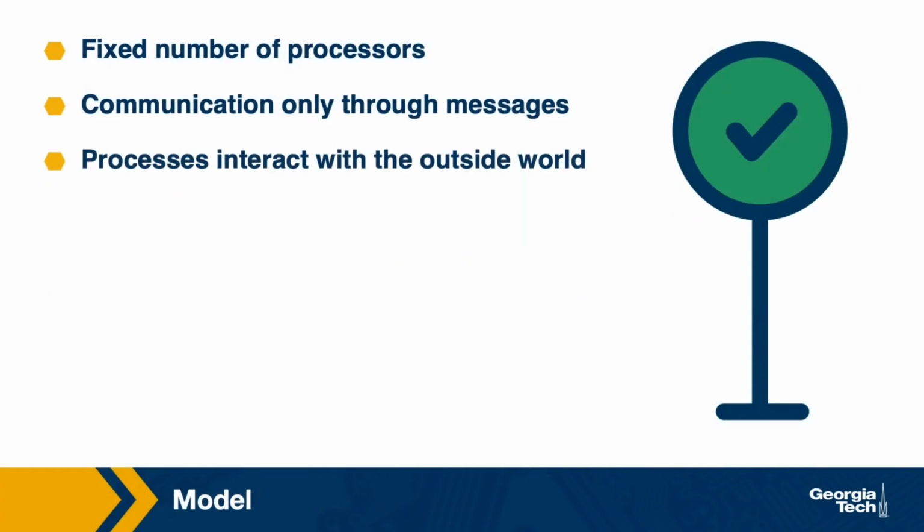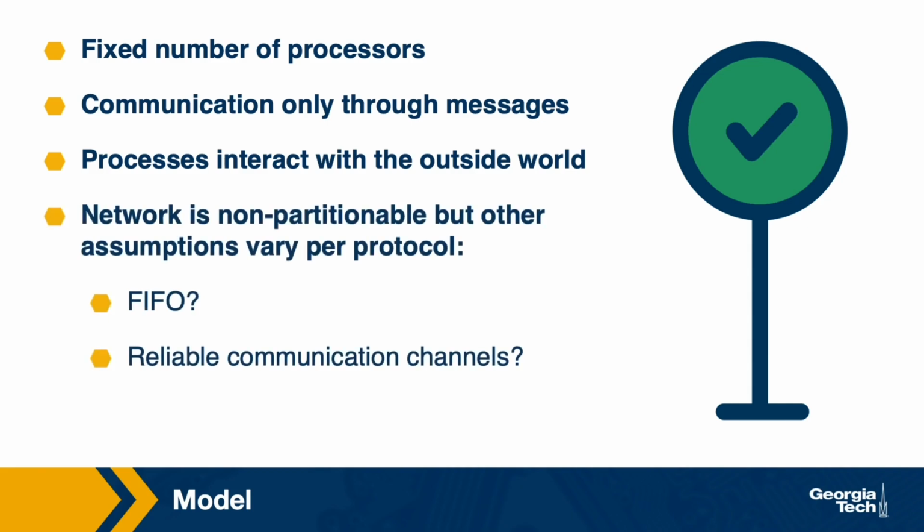We will consider a model with a fixed number of processors. Communication among these processors is only going to happen through messages, and processes may interact with the outside world. We will assume that the network is non-partitionable, but the other assumptions will vary per protocol. For instance, some will require that the network is FIFO or that a reliable communication channel exists among the processes. In general, this can be achieved in a manner that's orthogonal to the rollback recovery protocol, for instance, by relying on an ordered reliable protocol such as TCP.